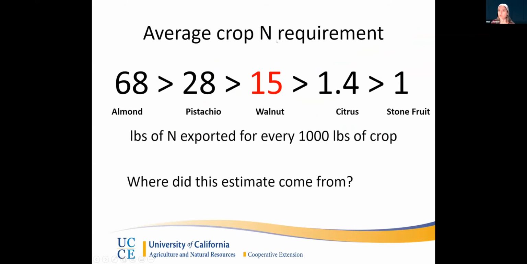So with regard to determining our nitrogen requirement, this is the pounds of nitrogen that are exported for every 1,000 pounds of crop for a variety of tree crops. And recently, the amount for walnut has been revised. And so I'll talk a little bit about where did this estimate come from.